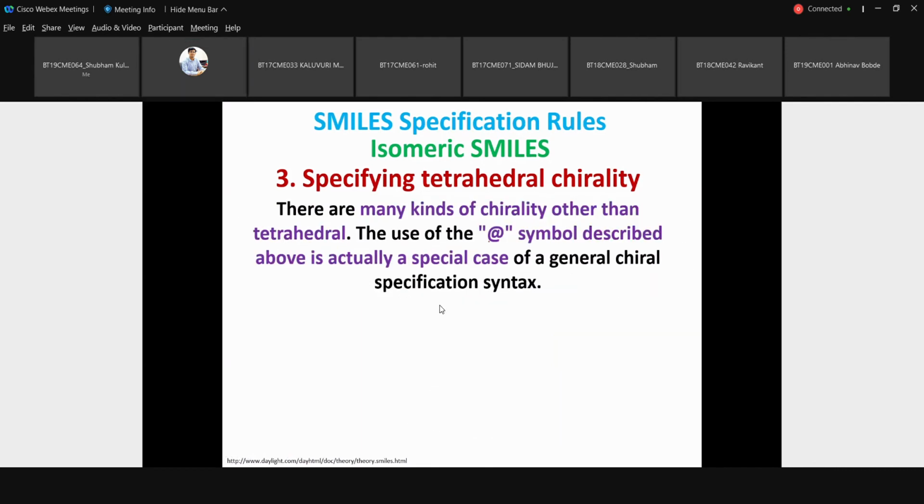So this @ symbol, this tetrahedral chirality, is one of the special cases. There are so many other cases that we are not going to discuss here. But you can consider this how the SMILES representation works in the simplest form. Even complicated structures can be represented in the single line notation.